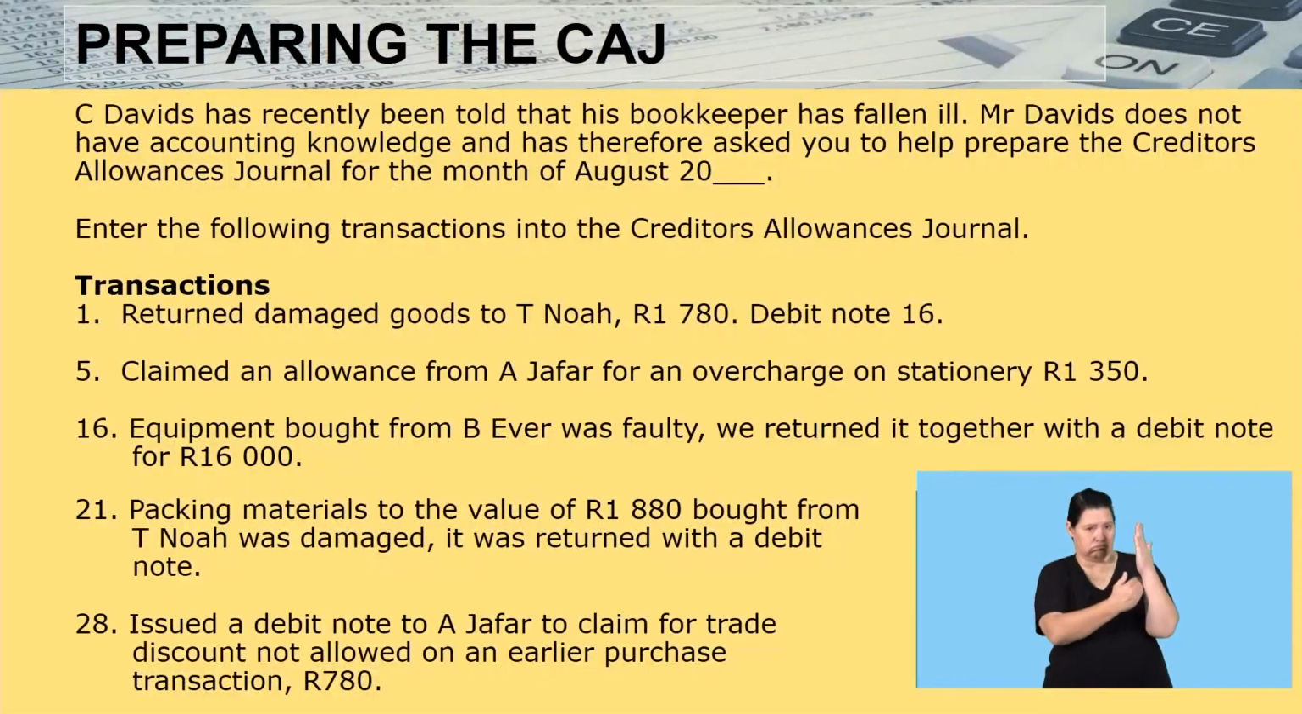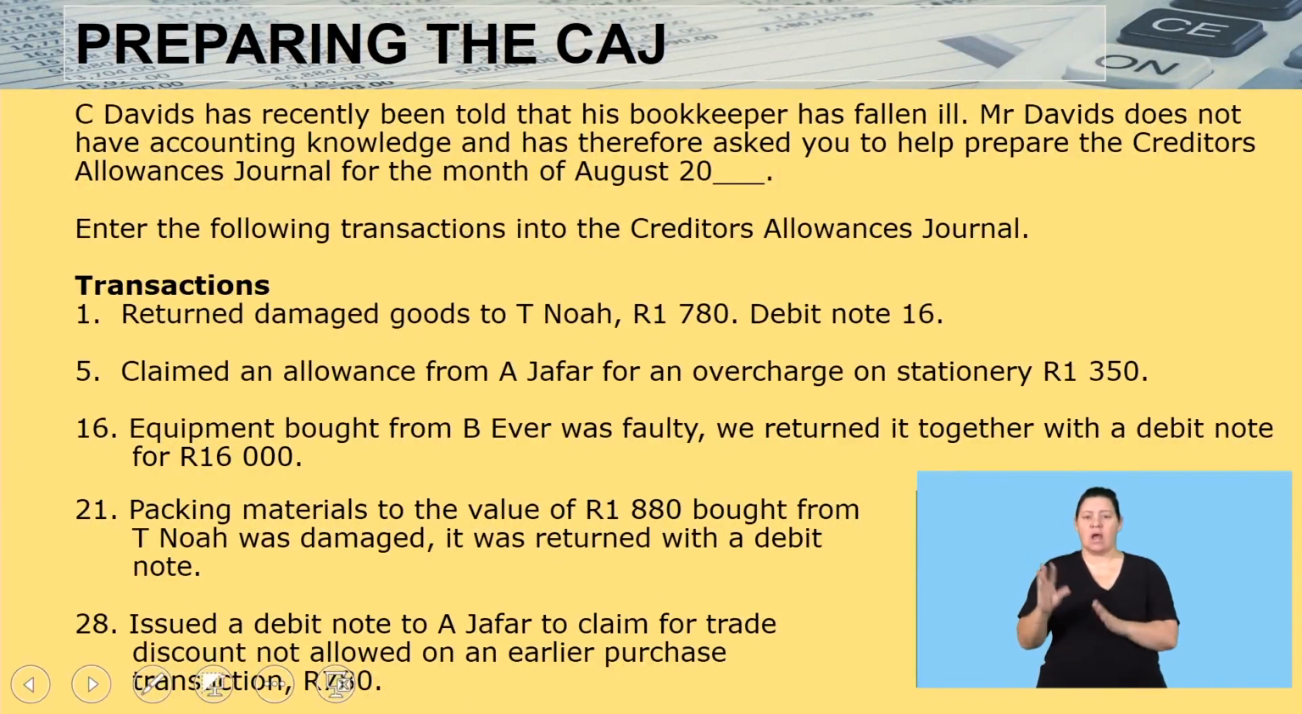Welcome back, dear learners. Before the ad break, we managed to prepare a Creditors Allowances journal and we posted it to the General Ledger. Now, we're going to prepare another one and then we post to the Creditors Ledger. The transactions read as follows. The first one: return damaged goods to T Noah, 1,780, in debit note number 16.